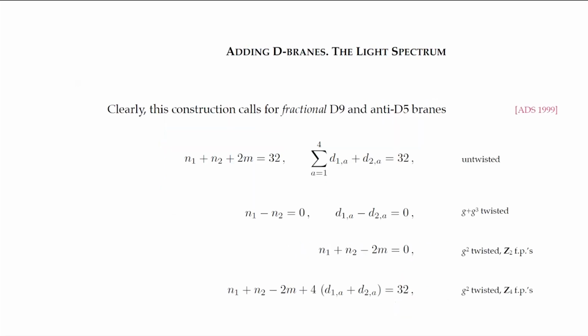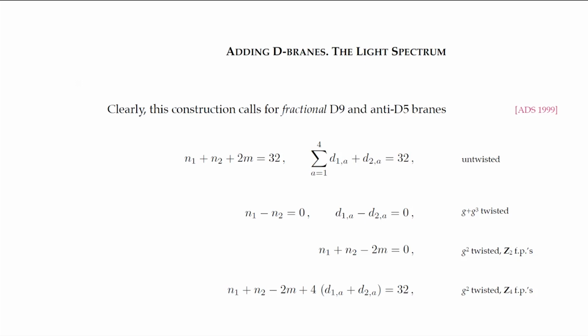So the tadpole conditions, if you add these branes, read like these ones. So N1, N2, and M count the number of D9 branes of different types, which will support different gauge groups. And the Ds refer to the gauge groups on the anti-D5 branes. And as you see, you have to distribute them over the various Z4 fixed points, precisely in order to cancel the tadpole. If you try to concentrate them on a single fixed point, then you run into trouble, you don't cancel the twisted tadpoles, and the model is anomalous.